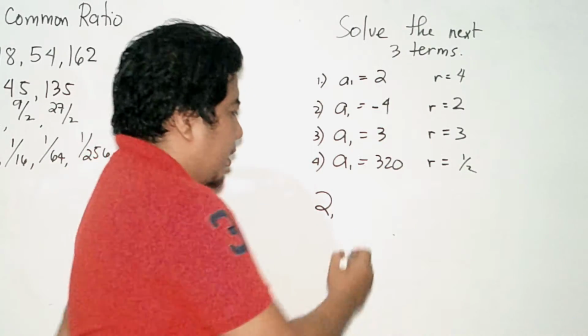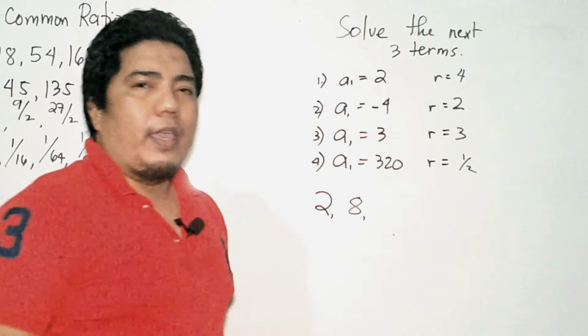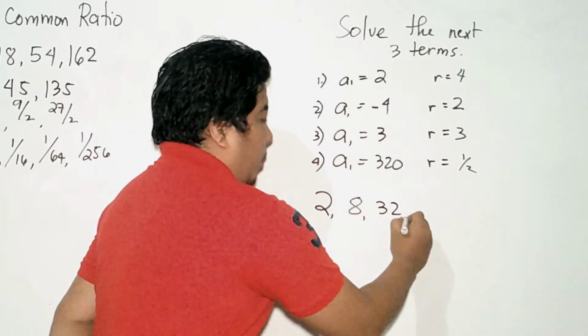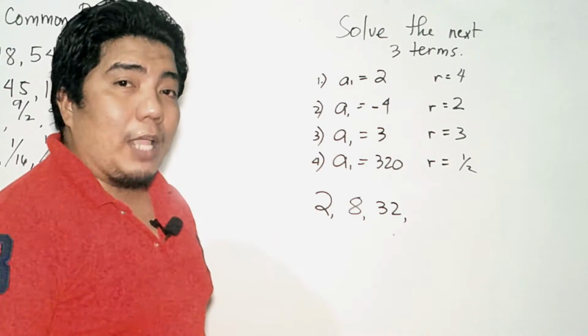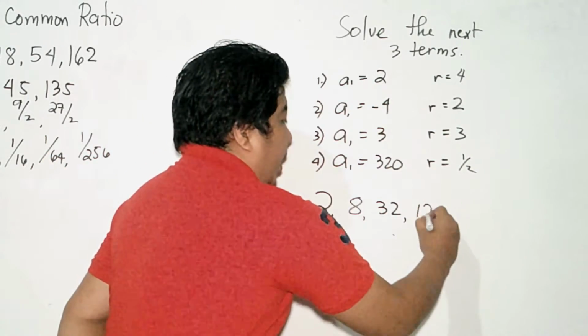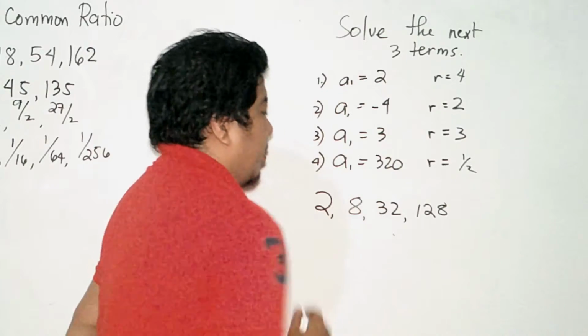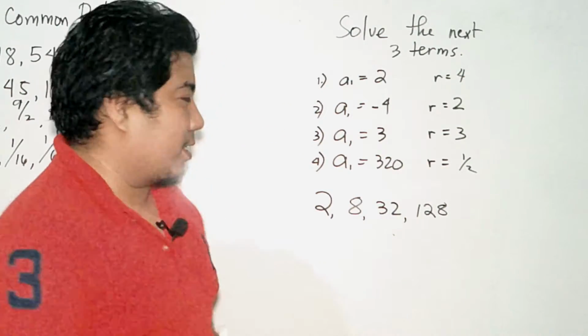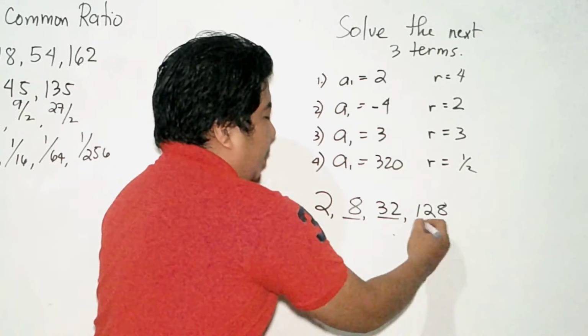So 2 times 4, that is 8. 8 times 4 is 32. 32 times 4 is 128. Okay. Next 3 terms. Only 3 terms are asked. So therefore, we have already established our answer.